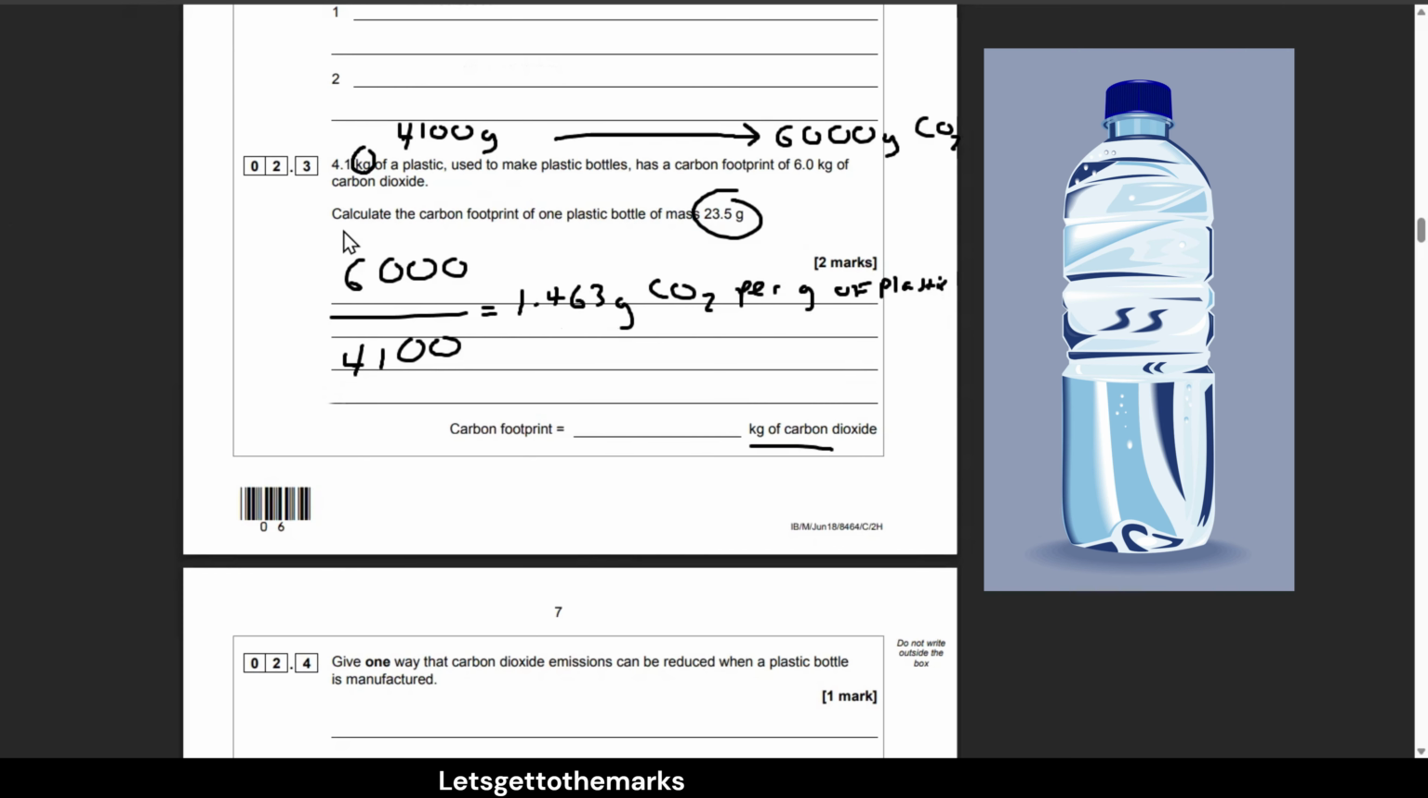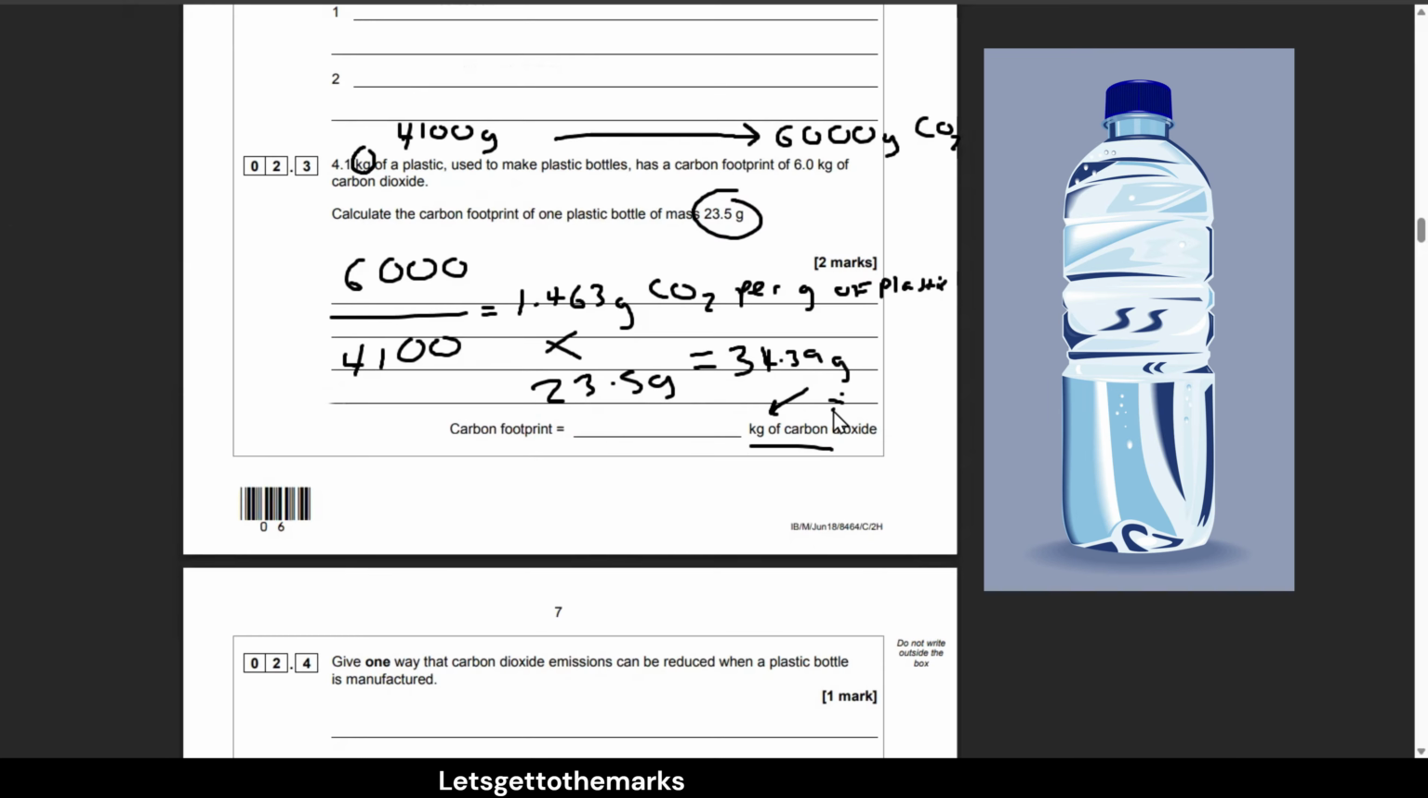That was super stupid. Anyway, now calculate the carbon footprint of one plastic bottle of mass 23.5. So I just want to times that because what I'm saying is 1 gram of plastic makes 1.463 of carbon dioxide. I've got 23.5 of plastic. So I want to times that by 23.5. I'm sure I could have done that a lot easier. But there we go. All this converting, and I realize I've got to convert it back. So one bottle has a carbon footprint of 34.939 grams. Now they want the answer in kilograms, so I need to turn that into kilograms.